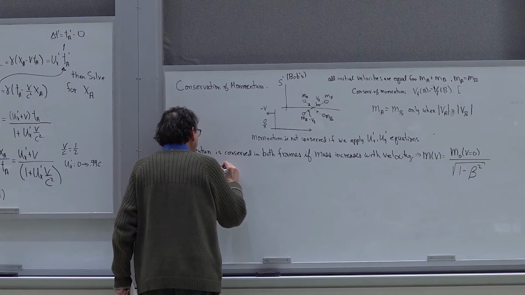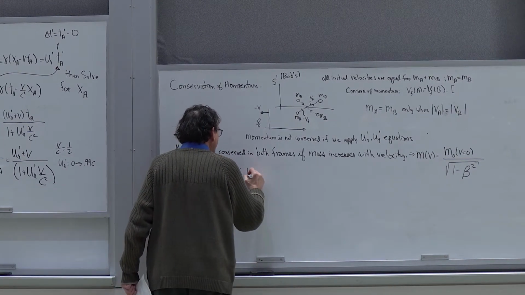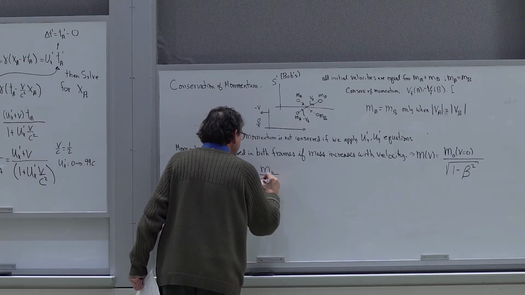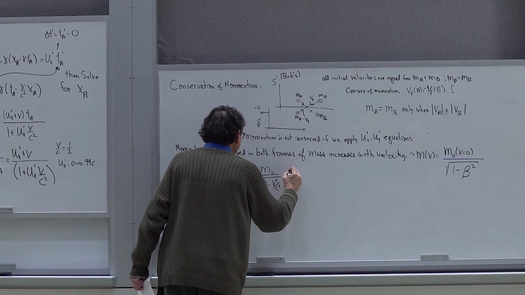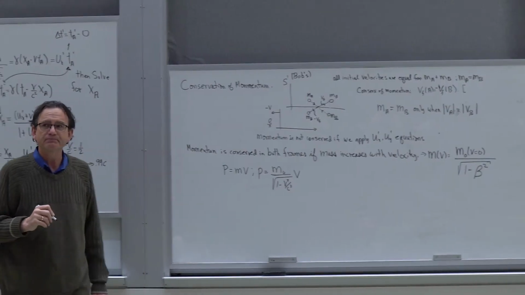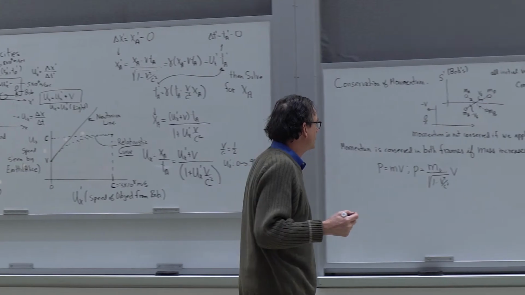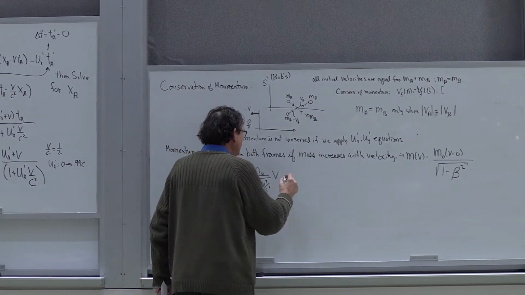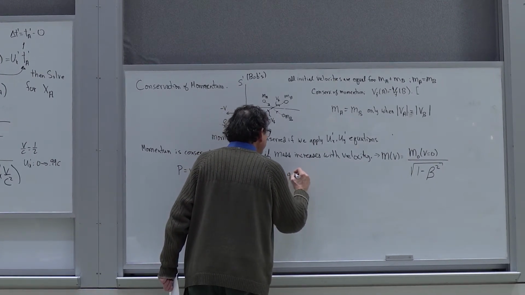Before, we had P equals mv, right? Now what we're going to do is say that P is equal to the moving mass, m0, divided by the square root of 1 minus v squared over c squared, times v. Now what this means is, let's suppose that v is equal to 0.98 times c.